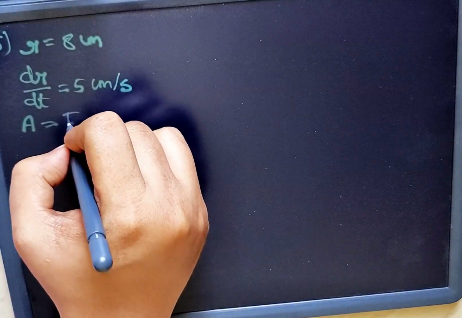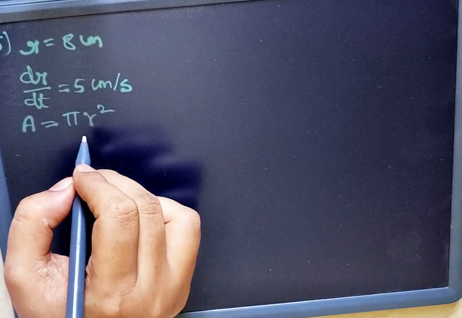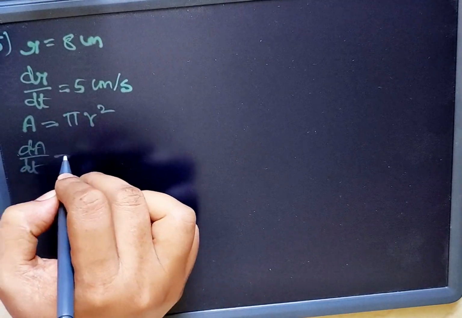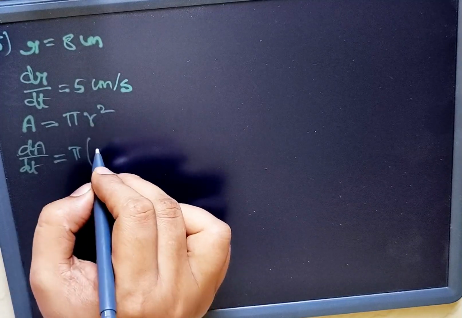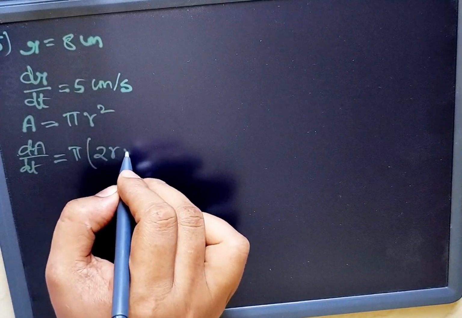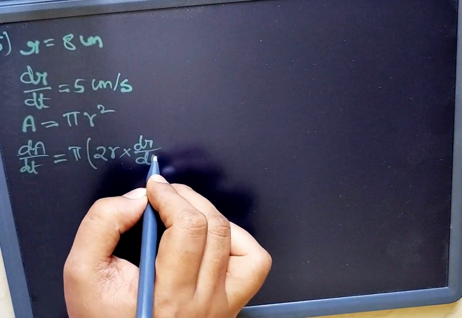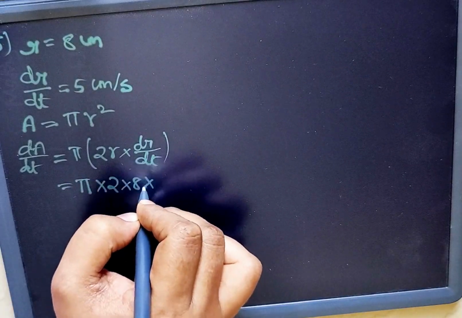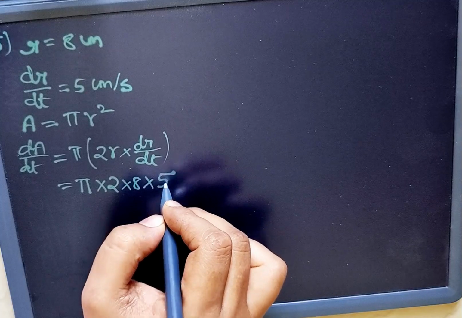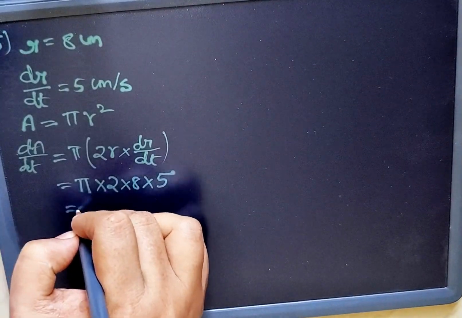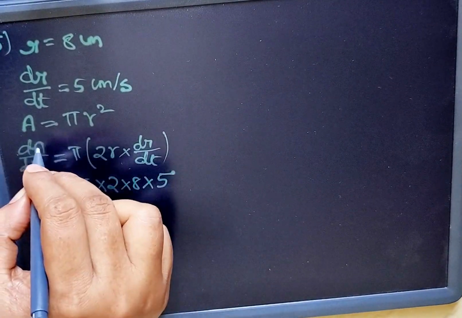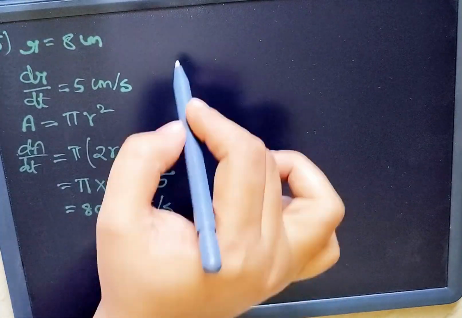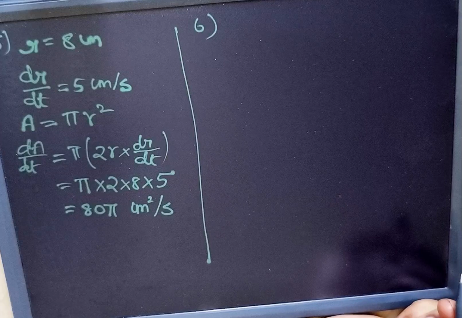So the area of circle is pi r square. With respect to t, we are going to differentiate on both sides. So we get dA by dt equal to pi constant, applying the power rule for r square, so 2r into dr by dt. Substitute the known values. We get 2r is 8, dr by dt is given as 5. So 5 2s are 10, 8s are 80 pi. Units will be area in centimeter square, time in seconds. So centimeter square per second.